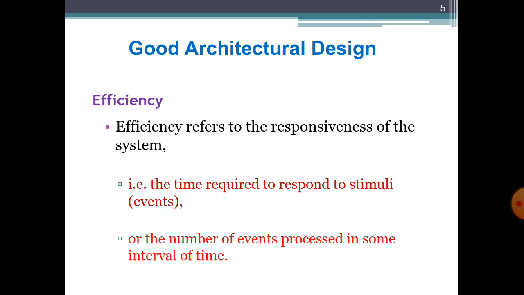So let's start with some quality attributes. There are some quality attributes which ultimately lead towards a good architectural design. In other words, in the coming slides, we will see how non-functional or quality attributes ultimately lead to a good architectural design. Now let's discuss these non-functional or quality attributes one by one.